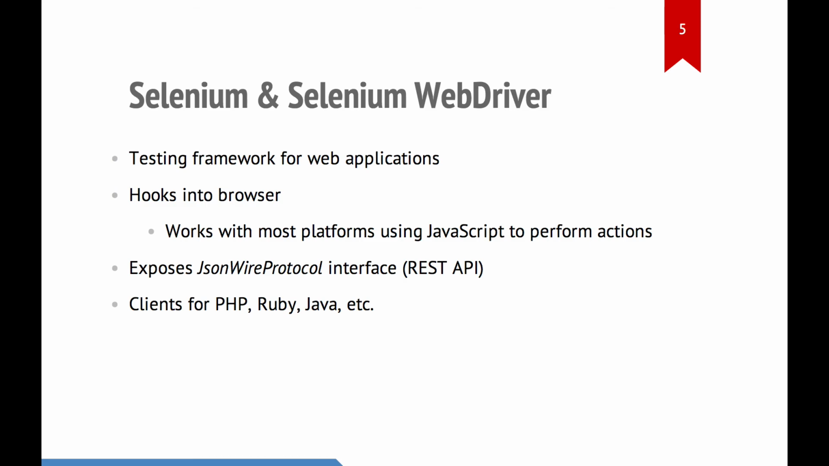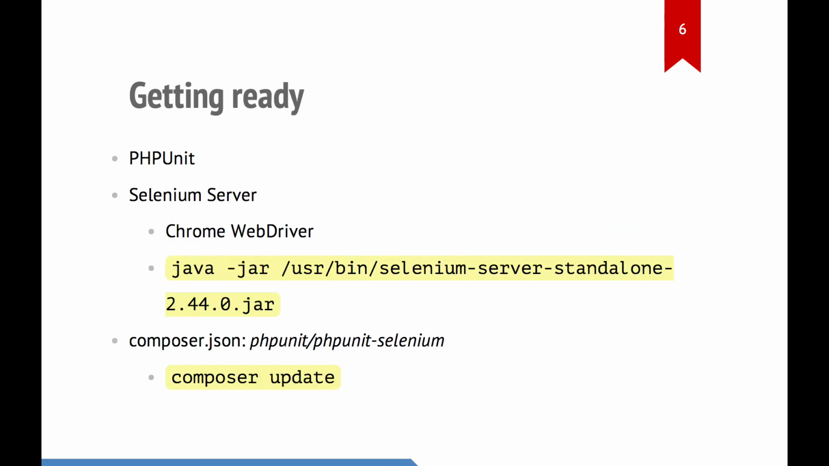The cool thing about Selenium is it has clients for all kinds of languages. Of course, we're going to focus on PHP today, but it also works with Ruby, Java, C#, Python, whatever. It works for all of them because it's just a REST API. In order to get started with this, we're going to need a few components. So I'm basing this off of a simple Laravel app, but you can use this with any PHP project basically.